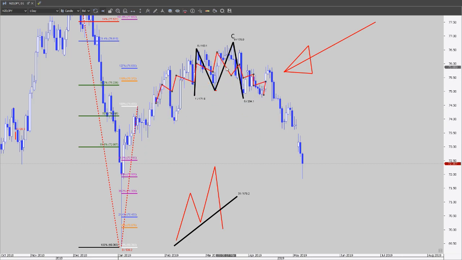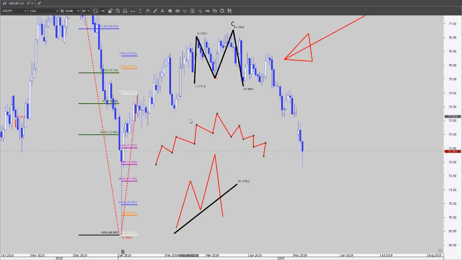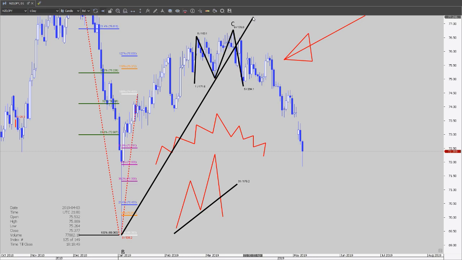Can you see that, everybody? And talking about trend lines, the trend line goes like this. This is the appropriate trend line. What is the trend line?